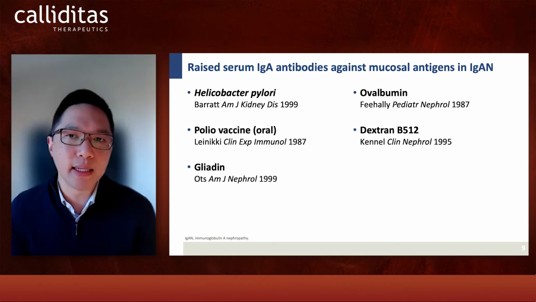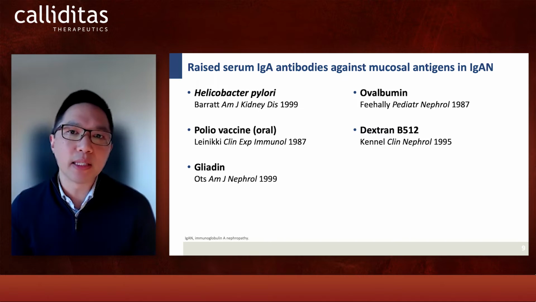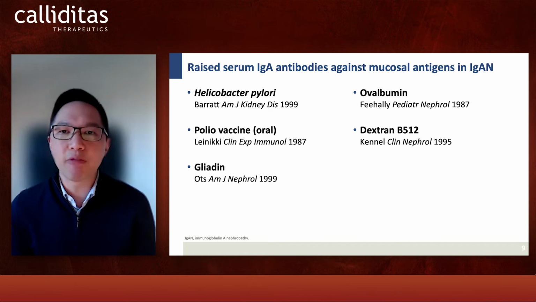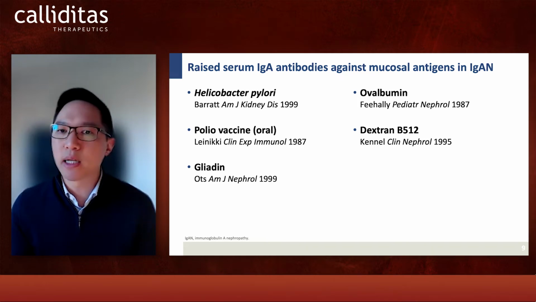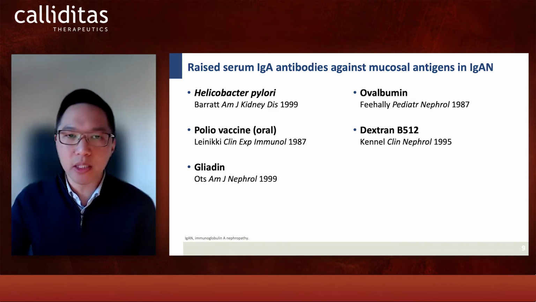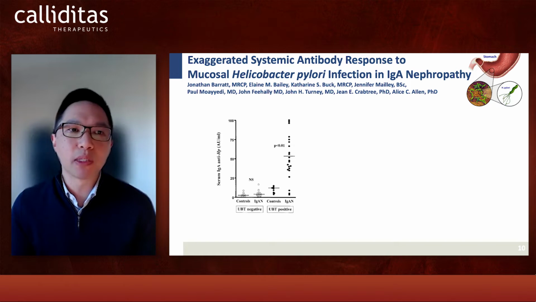So changing tack slightly, we've known for some time now, and this is work that's been done over several years, that in patients with IgA nephropathy, there are raised IgA antibodies against several antigens that are normally seen at the mucosal surfaces of the gut. So there are raised levels of IgA antibodies against Helicobacter pylori, against dietary antigens, and against all vaccinations as well. In Leicester, the group looked into this in more detail by examining responses to Helicobacter pylori infection.